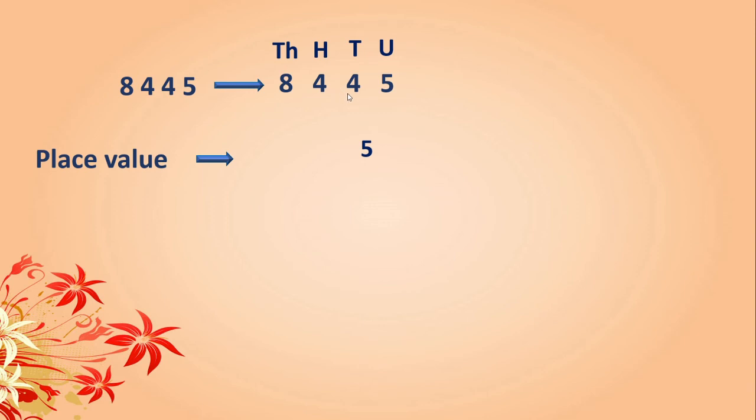Now we will move to tens place. Here tens place means 4 into 10. 4 tens are, that is 40. Okay, see how I am writing this. Then hundreds place, what is there? 4 is there. So 4 multiplied by 100, that is 400, right? And next is 8 multiplied by 1000 because 8 is in thousands place. So 8 into 1000, that is nothing but 8000.